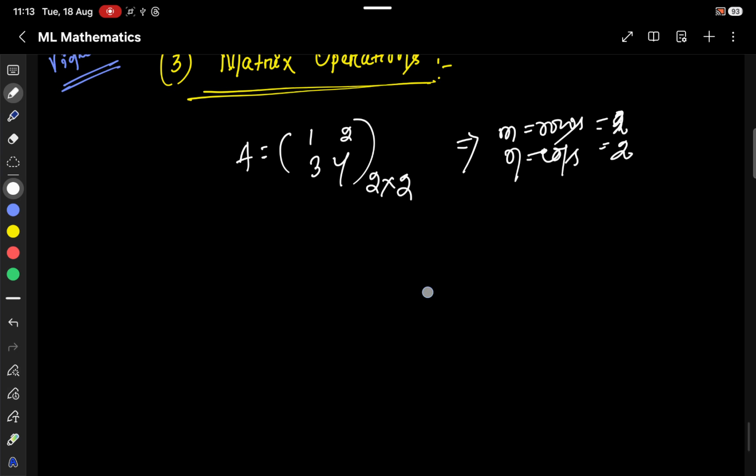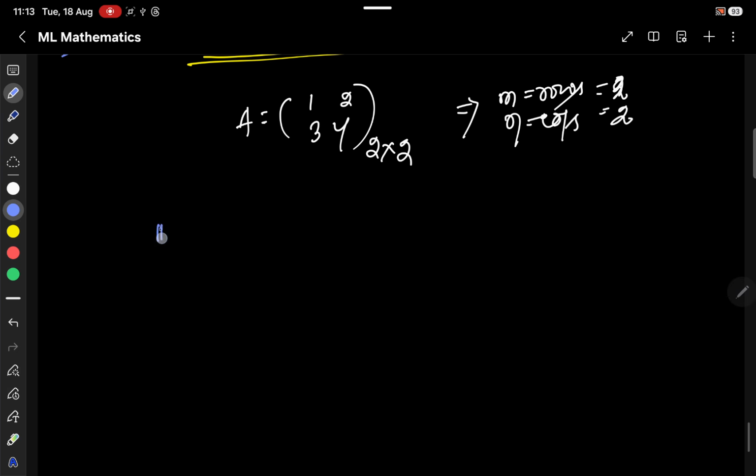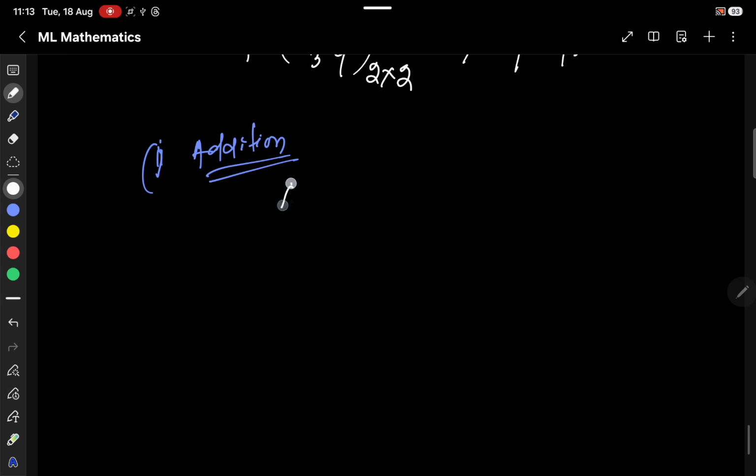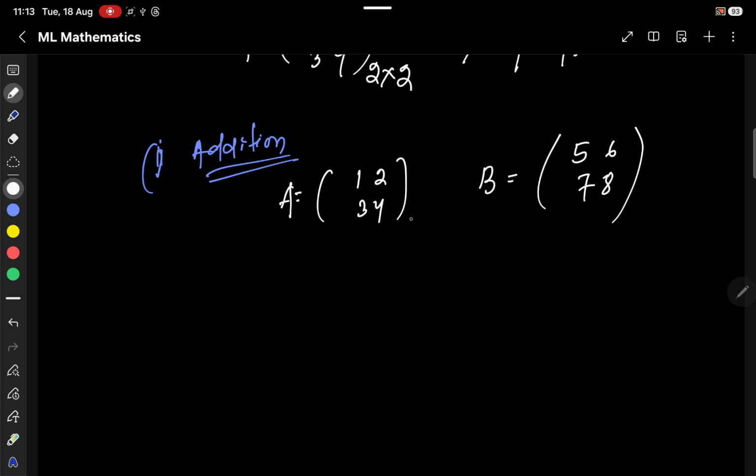So in matrix, your first operation should be something related to matrix addition, which is called addition. What does addition mean? Say A is equal to 1, 2, 3, 4, and B is also a matrix, so B is equal to 5, 6, 7, 8. If you look closely, these are 2 cross 2 matrices. So if you do A plus B, which is nothing but the addition operator, you will try to add all the elements in their respective positions.